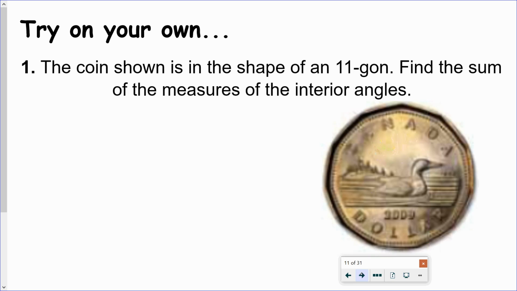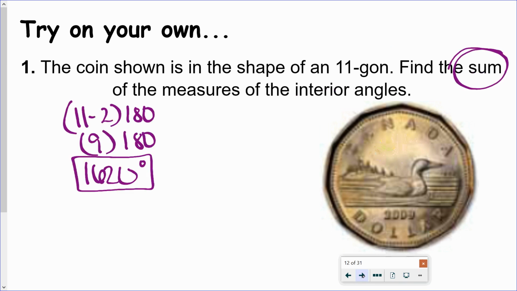Okay, go ahead and try this one on your own on the left-hand side. This is number 1. The coin shown is the shape of an 11-gon. So think about the number of sides and what you have to do to find the sum of the interior angles. Once again, I would highlight that if I were you. Go ahead and try this out, and I'm going to go to the next slide to show you the answer. Okay, you should have gotten 1,620.